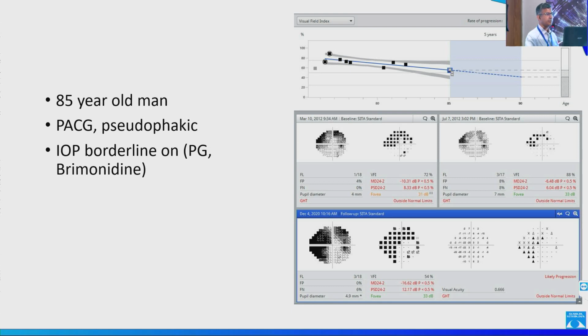The 85-year-old man has PSCG, is pseudophakic, and IOP is borderline on prostaglandin and brimonidine, showing significant change between 2012 and 2020, over 8 years.